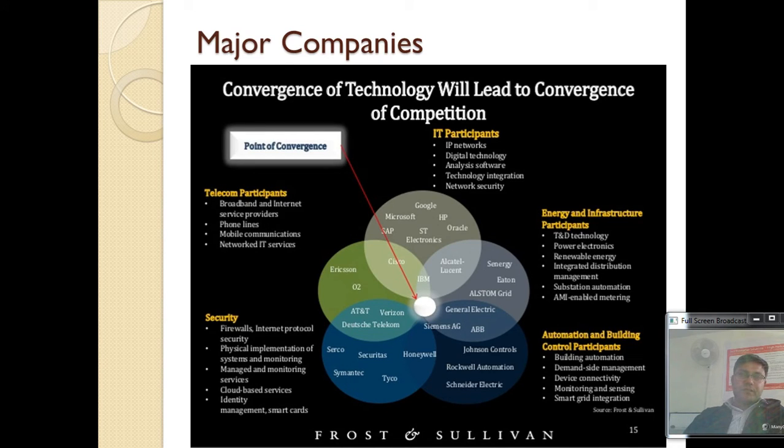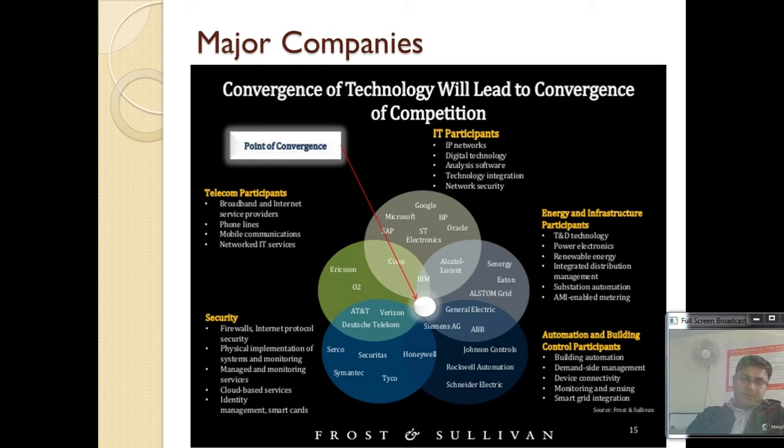The major companies working in this area, the convergence of technology, will lead from convergence to competition. There are IT companies, energy and infrastructure companies, automation and building control companies, security companies and telecom companies. Just have a look at this picture, which will show you the coverage: there are big IT companies like IBM, Google, HP, Oracle, all in the business with one or another type of protocol or product range, whatever they offer to customers.